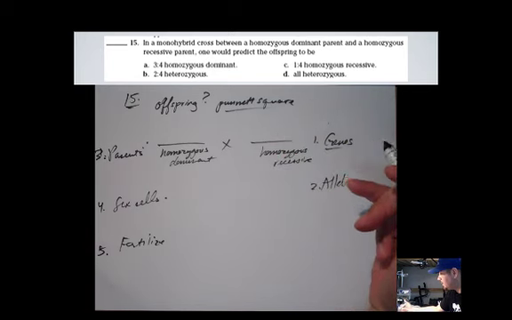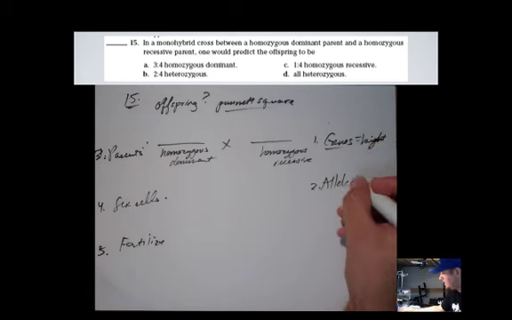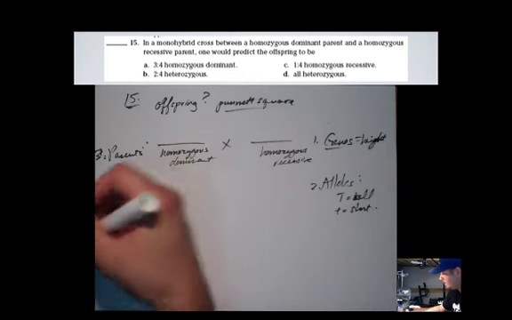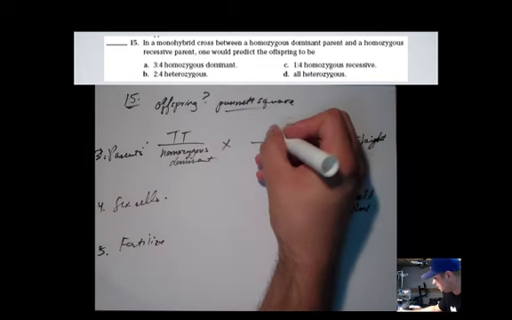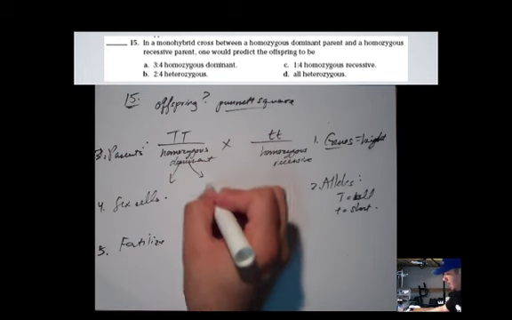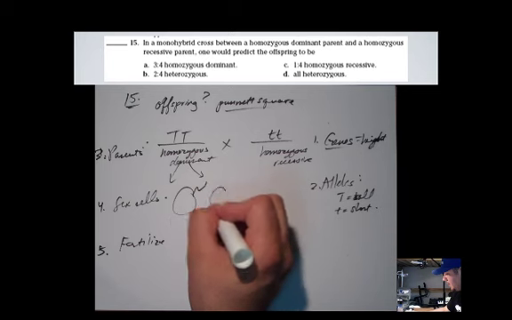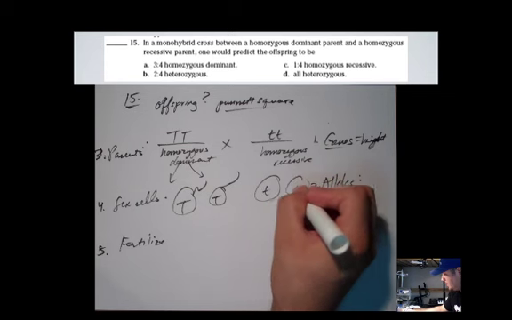They didn't tell us the trait again. So I'm going to use height. Height. And the alleles, big T tall, little t short. Okay, so homozygous dominant, how do I show that? Big T, big T. Homozygous recessive, how do I show that? Little t, little t. And what are the sex cells? I'm pretending these are the sperm, so big T, big T. These are the egg, little t, little t.